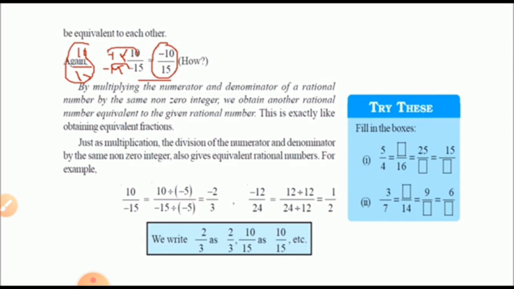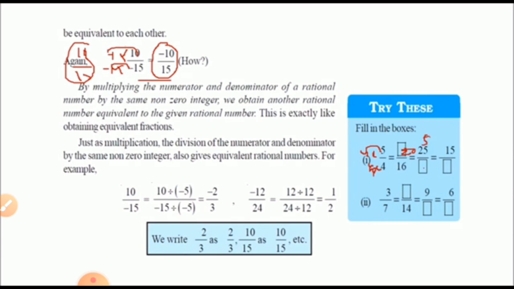Same way here, try this. One box is given. You have to find out what operation to do. Before that, we can check the real finalized answer of 10 upon minus 15 and minus 12 upon 24. Isn't it? Yes, 12 upon 24 means 1 upon 2, and minus 12 upon 24 is minus 1 upon 2.